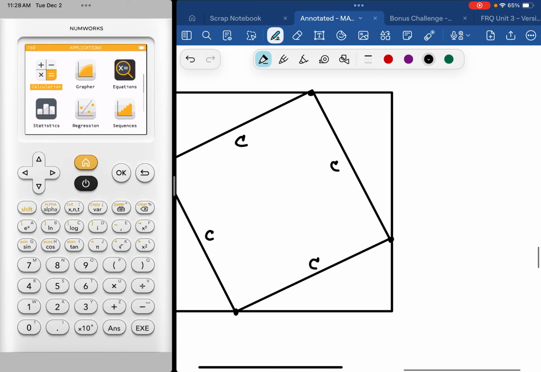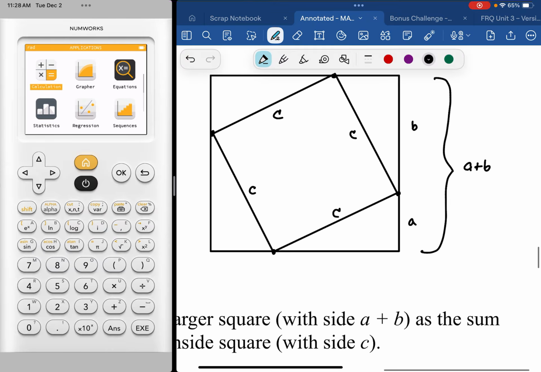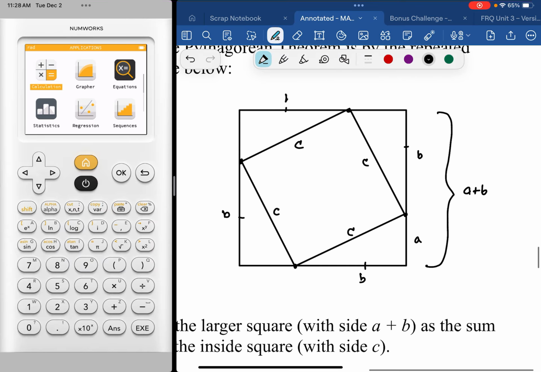I'm going to call the shorter leg A, and the longer one I'll call B. That gives me the length of this side as A plus B. Like I said, they're all congruent. So this line segment is congruent to this one, is congruent to this one, is congruent to this one. So they're all valued at B. And you could try this with real numbers if you want. This other little line segment here is A, and they're all congruent to one another.